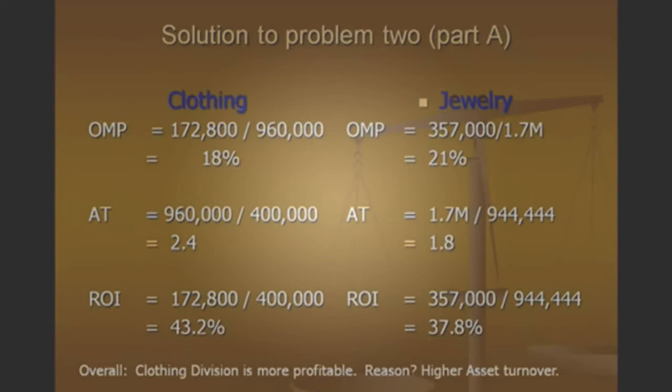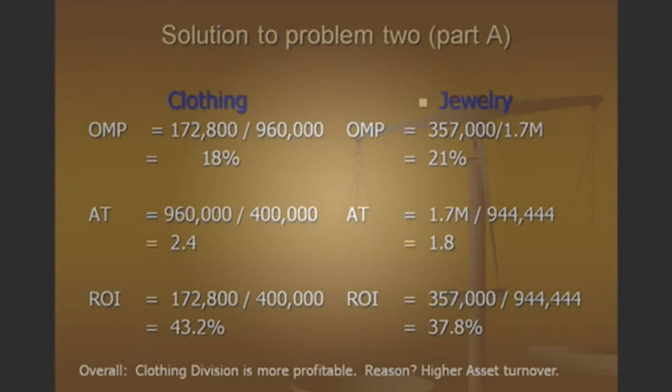What does this mean? For the clothing division, asset turnover of 2.4 means every dollar of asset generated $2.40 worth of sales. For jewelry, it means every dollar of asset generated $1.80 worth of sales. Generally, the more effectively you use assets, the higher the asset turnover. So clothing is using assets more effectively, but jewelry is controlling costs better.